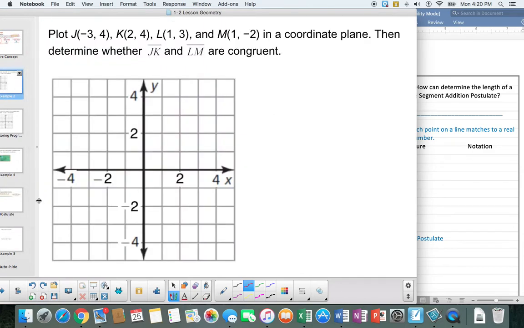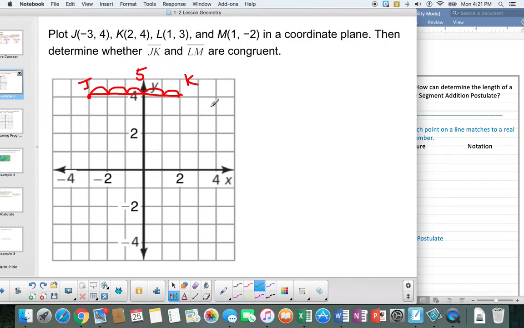Okay, let's do a problem. J is negative 3, 4. That's J. And K is 2, 4. And this is like being on a number line, and you really could just count. And then you can see that that length is 5.